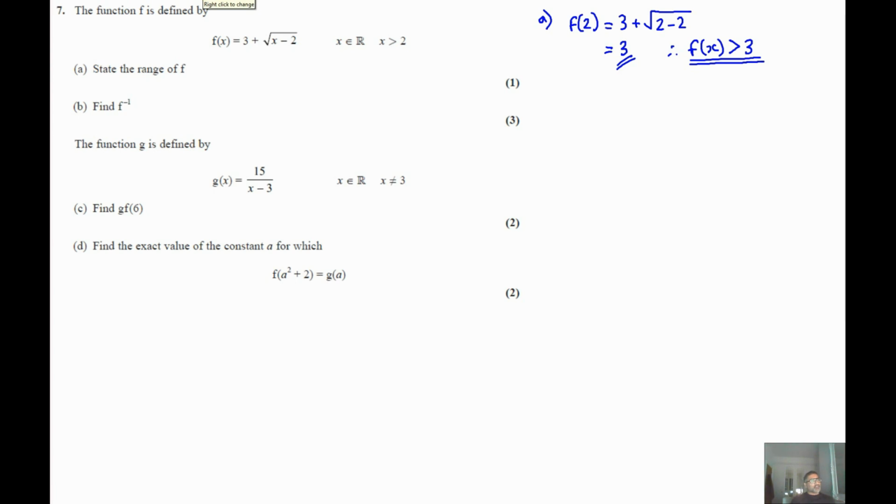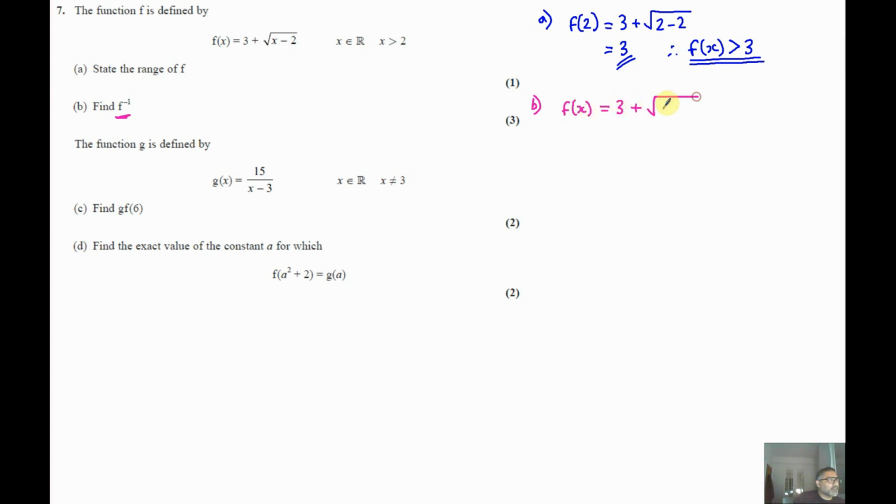These functions questions really test your understanding of what your inputs and your outputs can be, so it's really important that you look at this carefully. For part B, I need to find the inverse function of f, and the technique we use to do that is, if I write out the original function first.